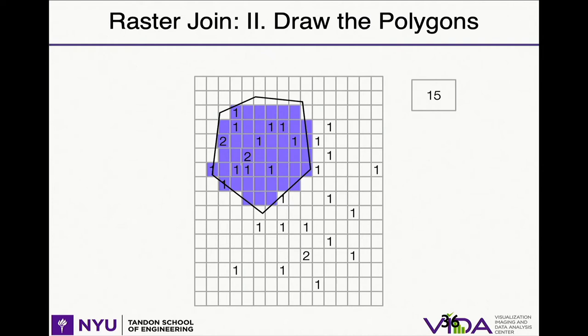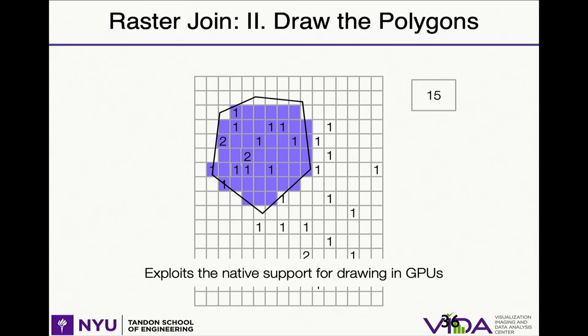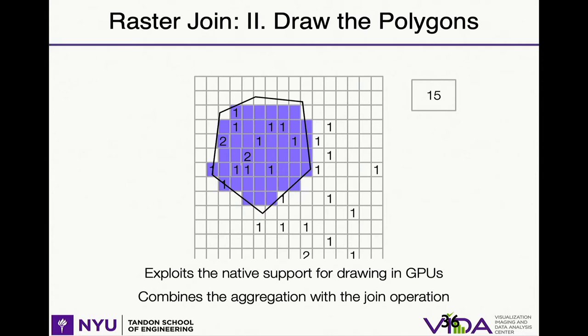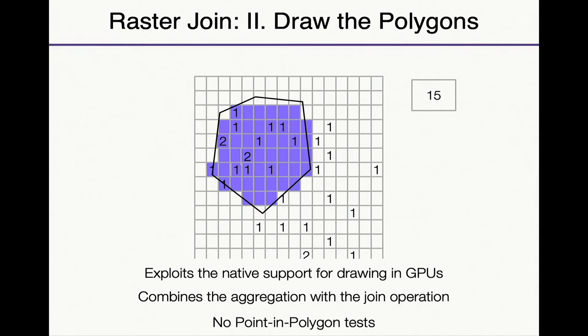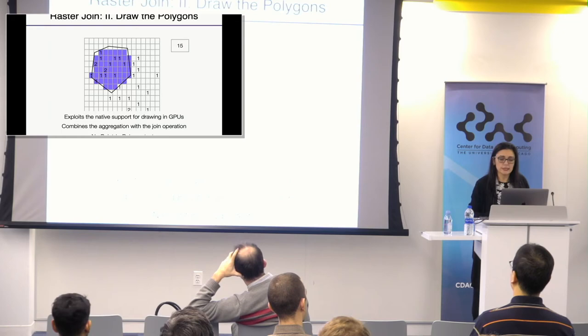And the benefits here are that all these operations are natively supported by the GPUs. They have been made really fast and efficient to support all the gaming and other kinds of processing. Now, instead of having a join followed by an aggregation, we can do both at the same time, and we require no point-in-polygon tests, right? And as you're going to see with the performance results, this makes a huge, huge difference.